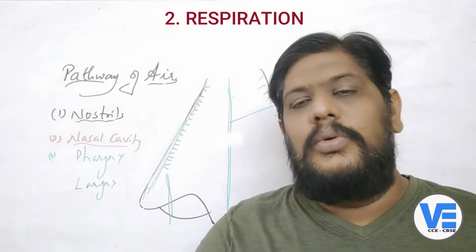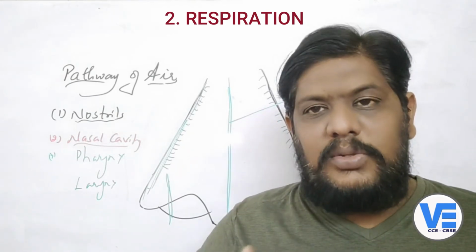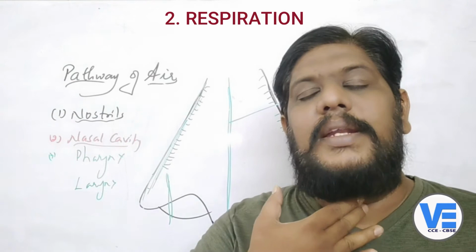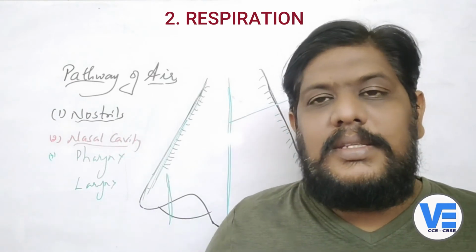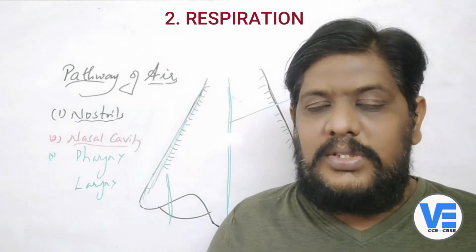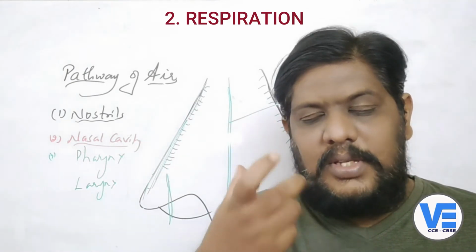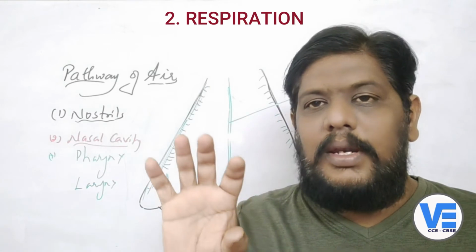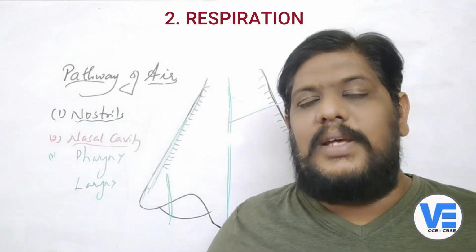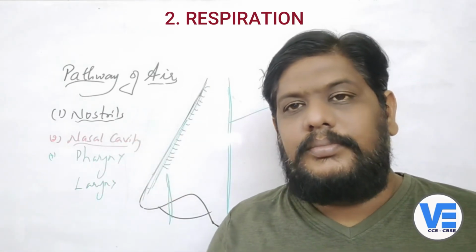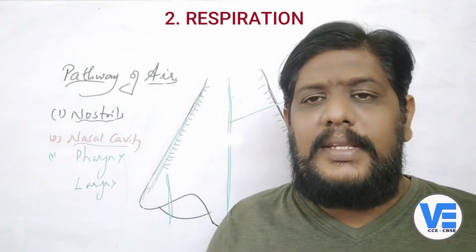So whenever you breathe out, the air which is coming out will vibrate the vocal cords and produce sounds. Using your lips, your tongue, and your mouth, you turn them into different sounds, and then you talk. That is what is actually happening in the larynx.